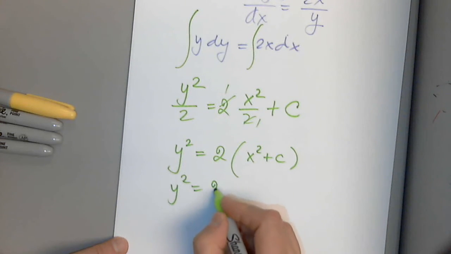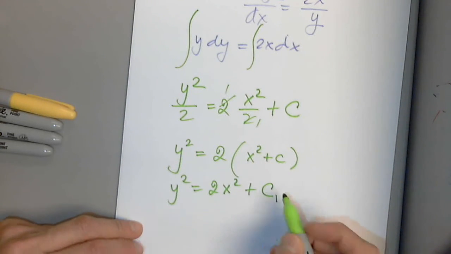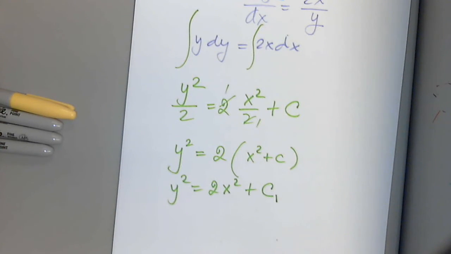I'll say y squared equals 2x squared. And if I multiply 2 by c, I can say it's c1. Or can it be 2c? Yeah, 2c, because 2c is another constant, and I denoted it by c1. It doesn't matter. You can still keep c. 2 times c is still a constant. But would it be wrong if we put 2c? No, but we rename it. We normally rename it.